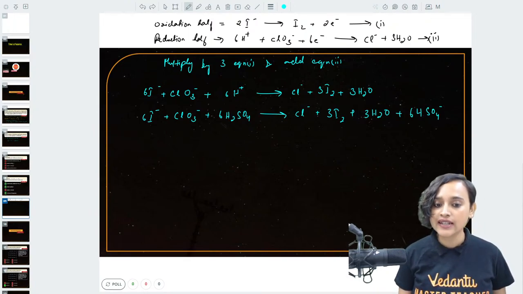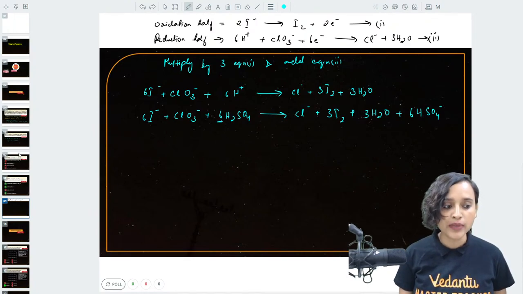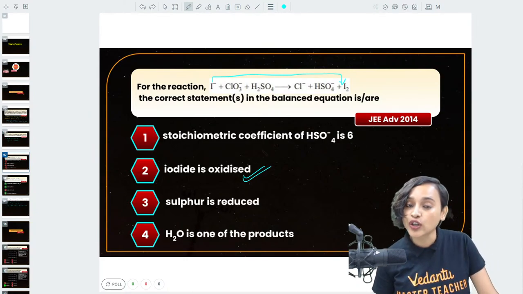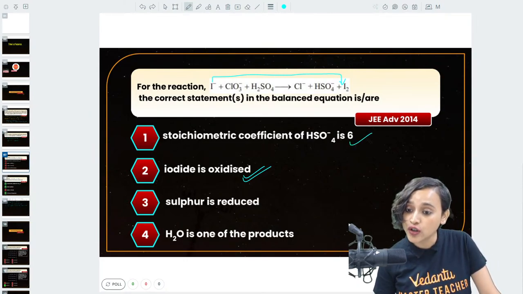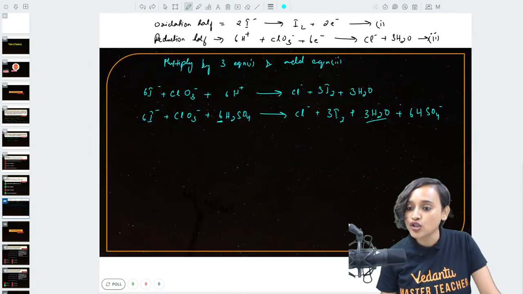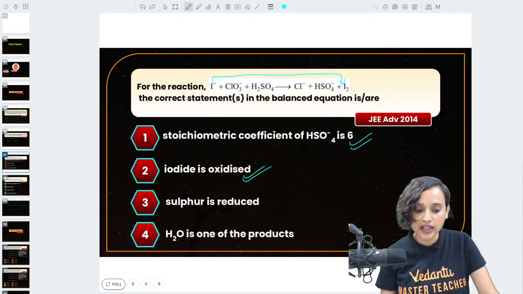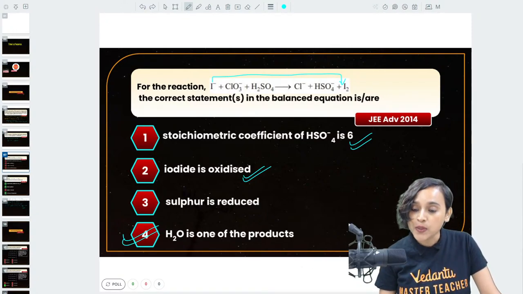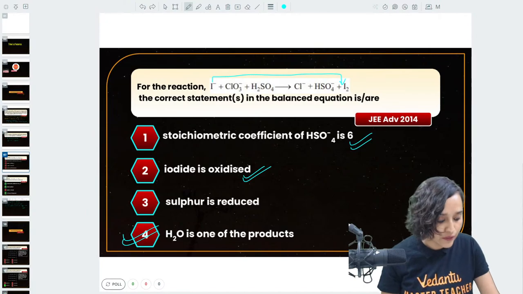From here I understand that the stoichiometric coefficient will be 6 for H2SO4. That means the stoichiometric coefficient of HSO4 minus is also 6. Am I right? And do I also notice that H2O is a product here? That means my option D, H2O, is one of the products. This also makes sense. So my correct options are 1, 2 and 4.